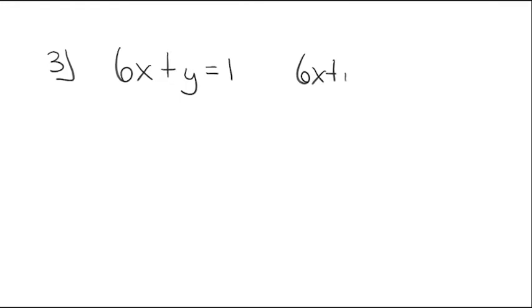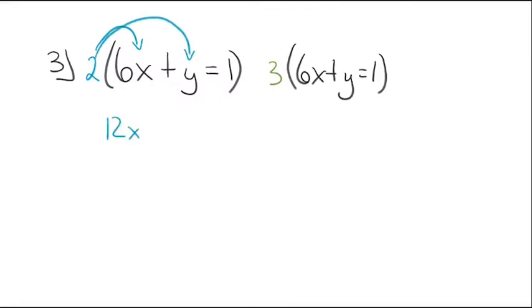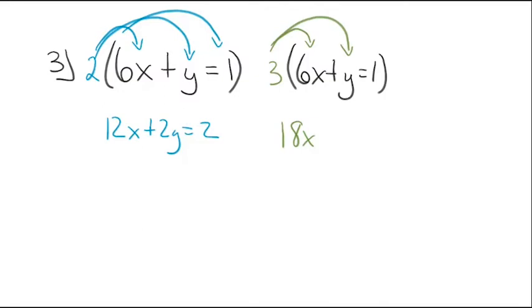So I'm going to write the 2 things I'm going to do. For the first one, I'm going to arbitrarily pick multiplying everything by 2. The second one, I'm going to multiply everything by 3, and I'll get 2 equivalent equations. So the first one is 2 times 6x is 12x. 2 times y is 2y. 2 times 1 is 2. For the second one, 3 times 6x is 18x. 3 times y is 3y, and 3 times 1 is 3.